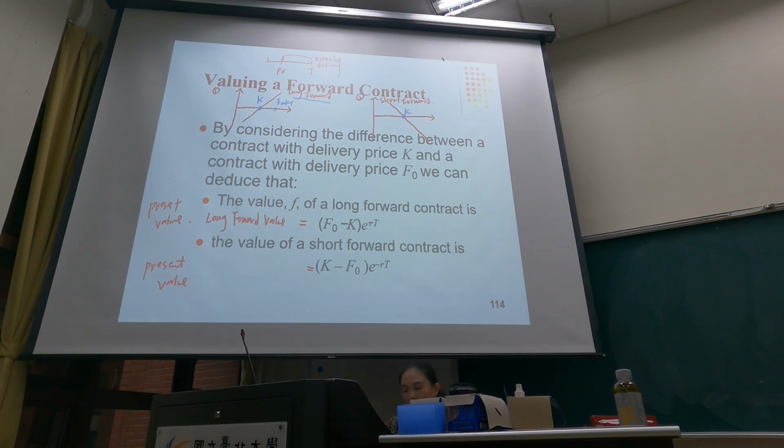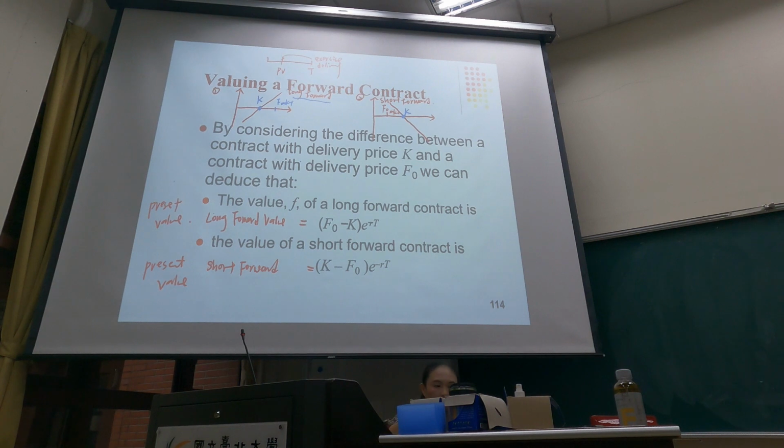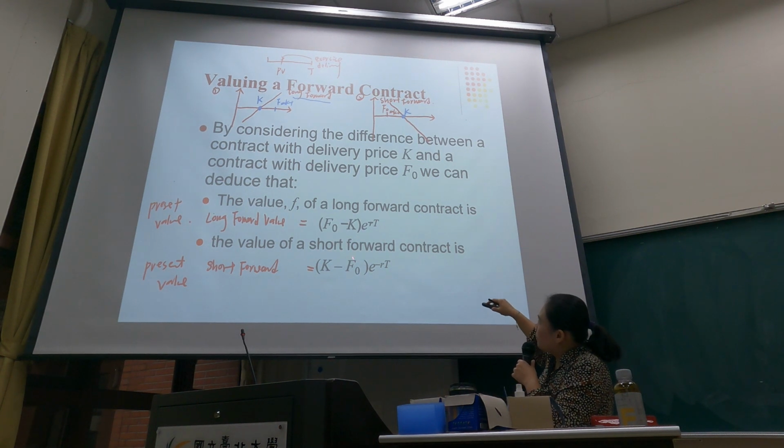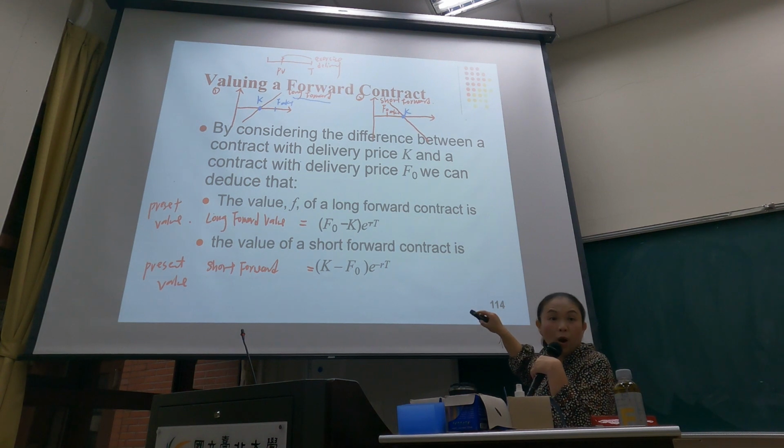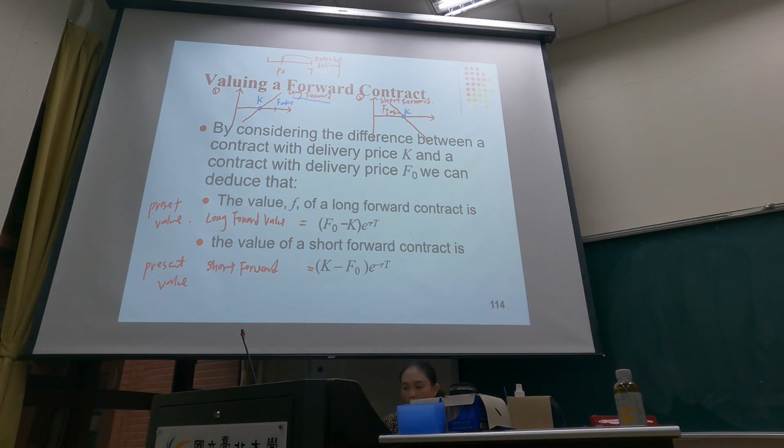Now, the second formula, if you take a look up here, when you are standing at the short forward position, and that's the F0 market, basically your profit for the short forward will be the opposite: K minus F0, times e to the minus rT. So bear in mind, when these two add up together, it equals how much? 0, right? It's a zero-sum game, so their payoffs are the opposite.